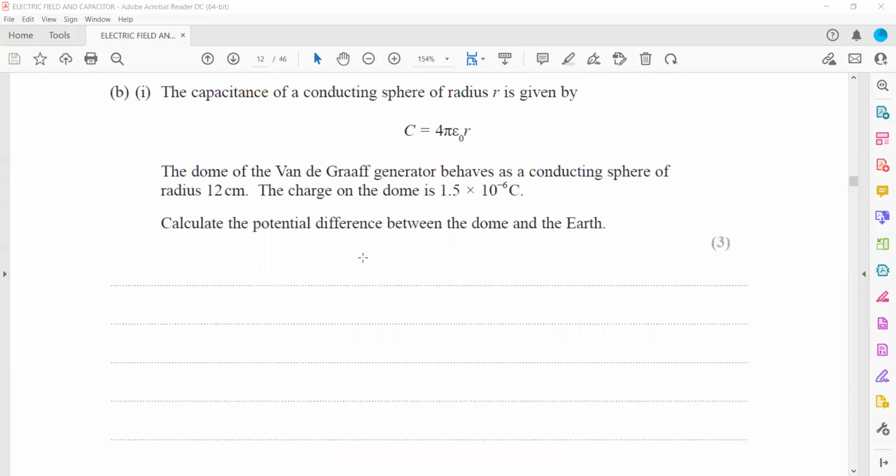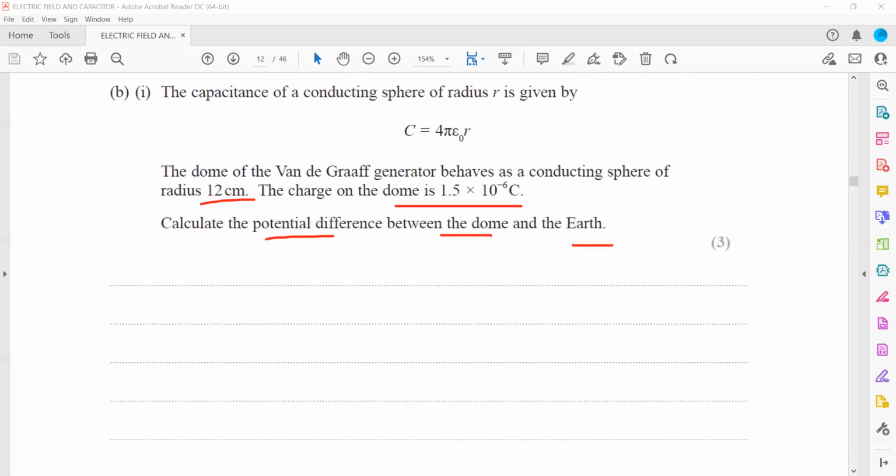The capacitance of a sphere of radius r is given by the formula 4 pi epsilon r. The dome of a Van de Graaff generator behaves as a conducting sphere of radius 12 centimeters. The charge on the dome is given. Calculate the potential difference between the dome and the earth. So we want to calculate the voltage, and we consider the voltage of the earth as ground, or zero.